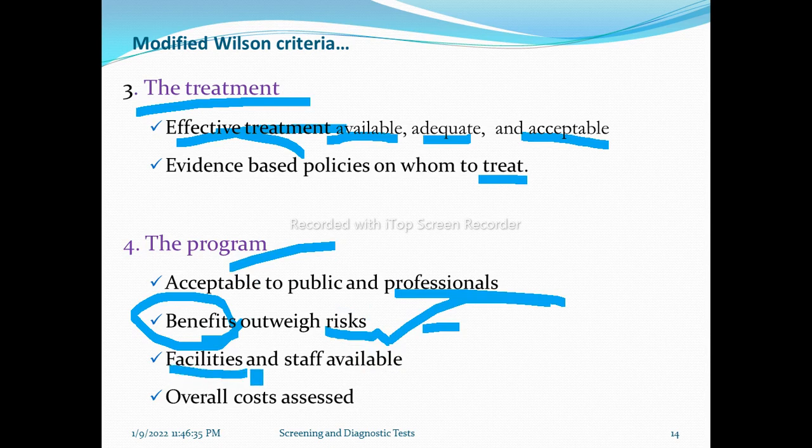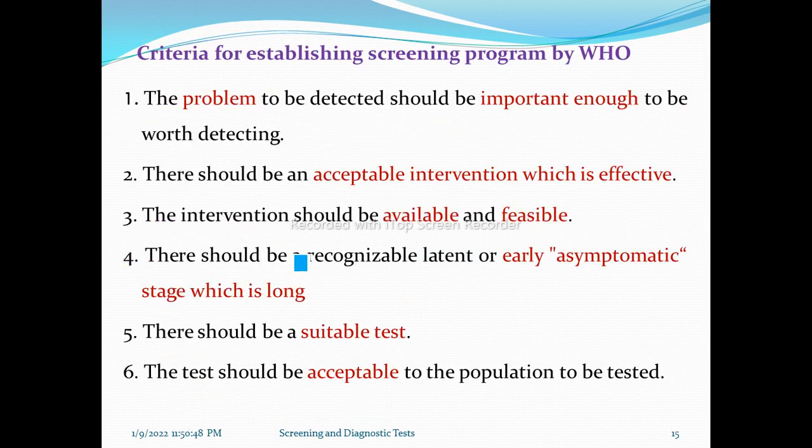The other is the program facilities and staff available. So the facilities, constructions and staff or health professionals to run that program should be available. There should be available staff, there should be available facilities. The other is overall cost should be assessed. If the cost is assessed, whether that program is beneficial or not will be verified. So overall cost should be assessed is the fourth.